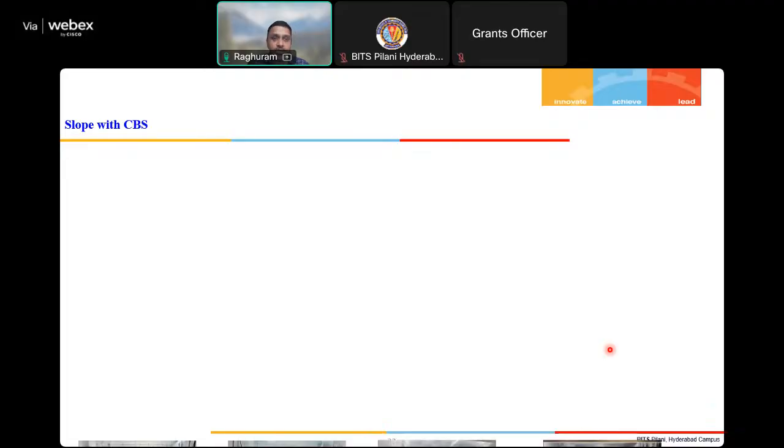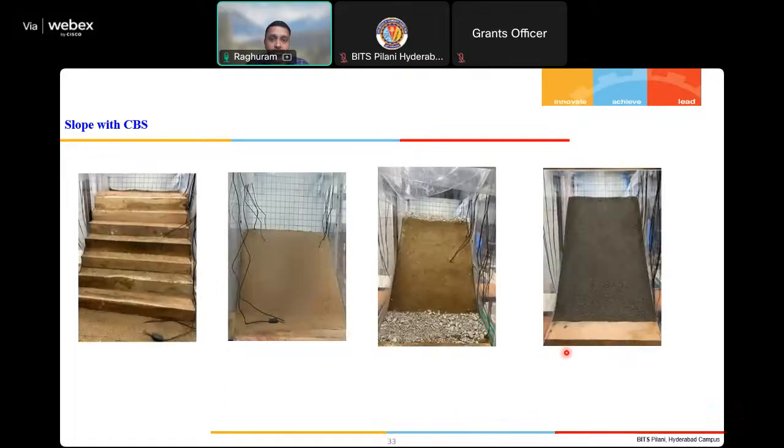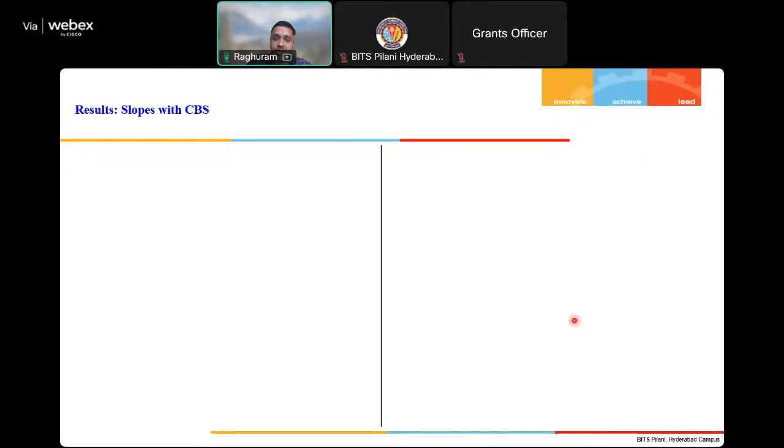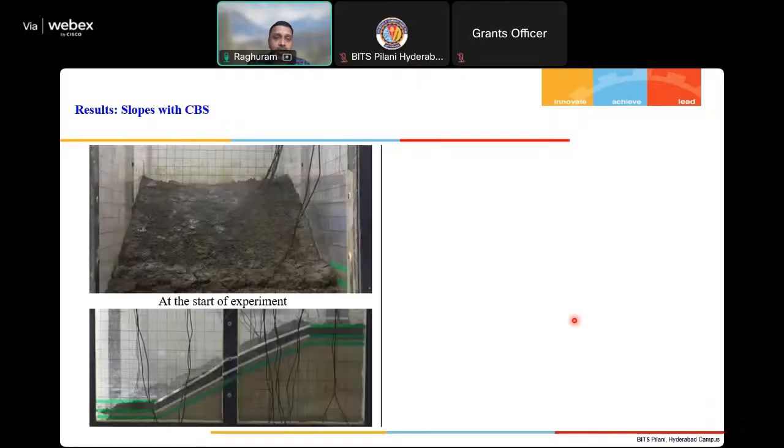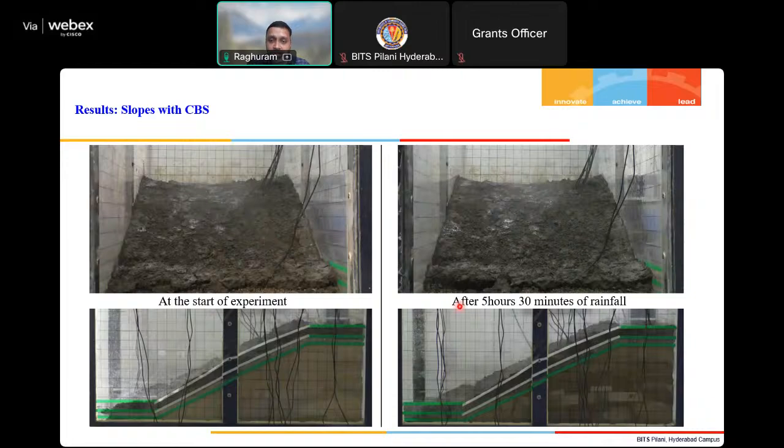This is without CBS. The same thing we have done with CBS, in staged construction. This is again the same 30-degree slope, and this is for 45 degrees. Here you can see the CBS material. Once it is laid completely, we have laid the fine grained material. This is how it looks at the start of the experiment, and even after 30 minutes of rainfall, you don't see any slope failure in this case.